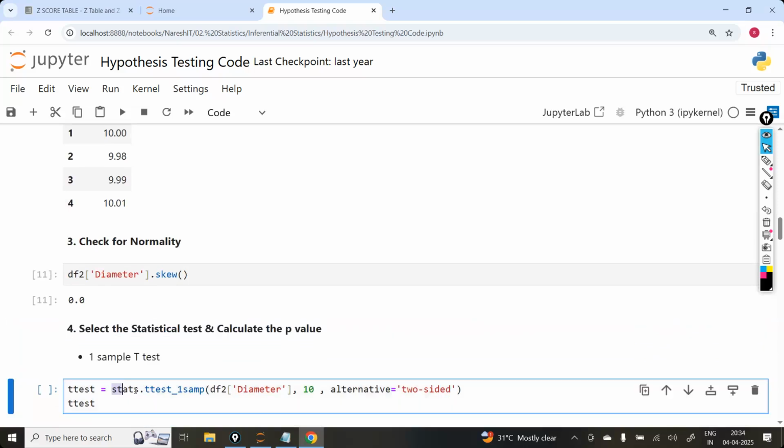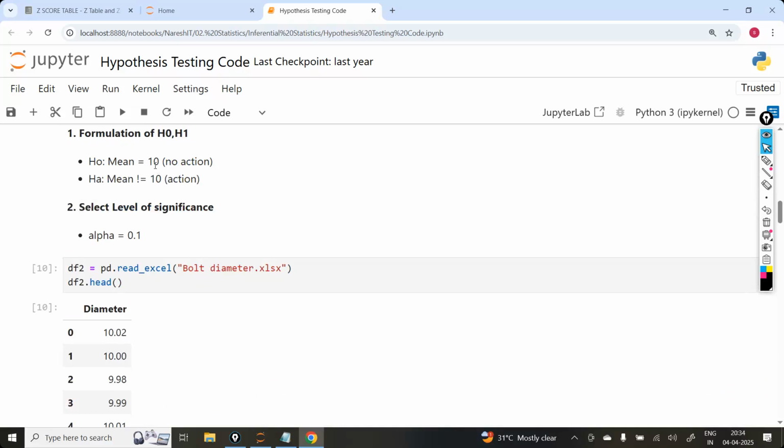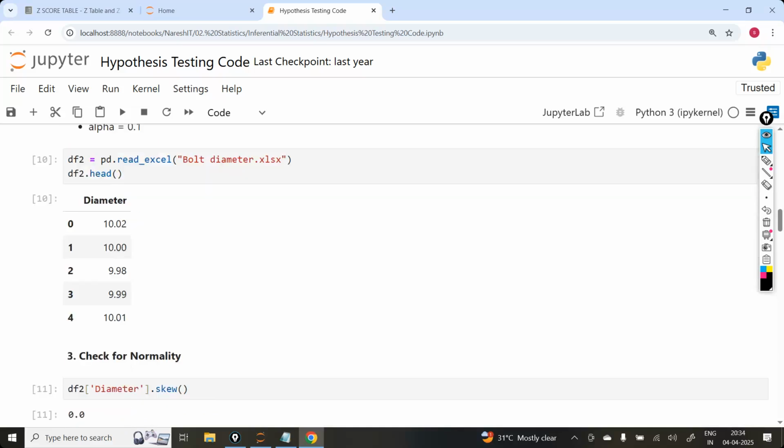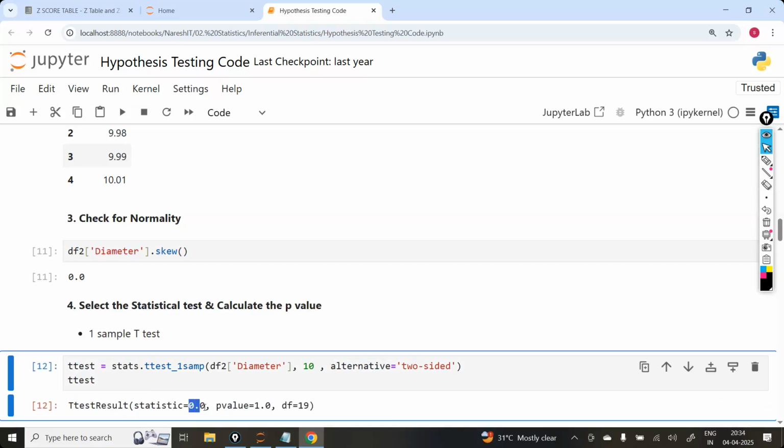Where is the t-test available? From SciPy only. From SciPy, what stats have you imported? There itself directly the t-test underscore one sample is available. One sample t-test. Now the diameter with the value. What is the value? Miss, 10. Okay. Now alternative is equal to two-sided. Why two-sided? Because here it is equal to, not equal to. Two-sided. Now after that, it will internally apply the test, and you are going to get the test statistic value along with the p-value.